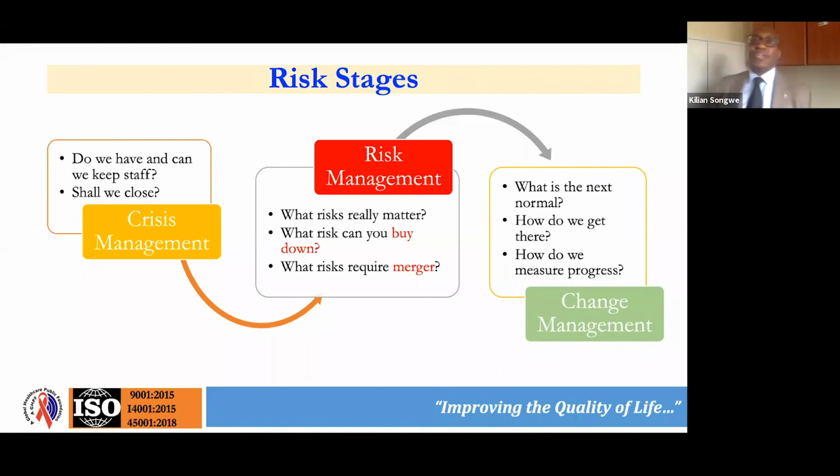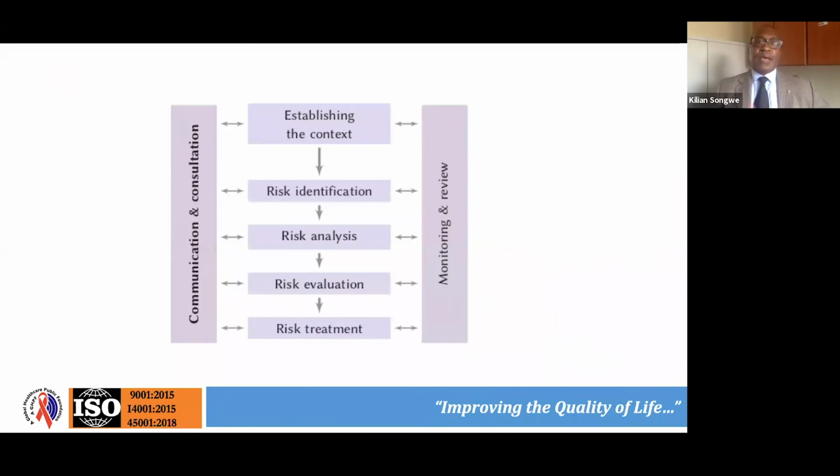What risk really matters? What risk can you buy down? What risk requires mergers? And then there is the change management, of course. Once you've identified the risks in your system, you come up with a risk matrix, you have an impact, and you know what is going on, then you have to think about the change management for that. And again, the communication and consultation basically just filters what happens in the risk process.